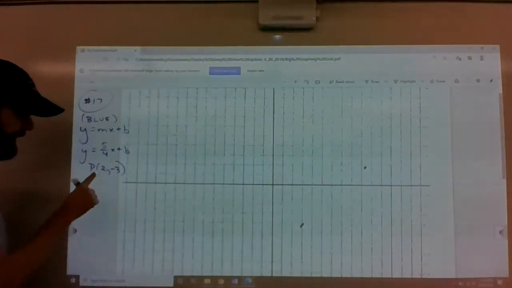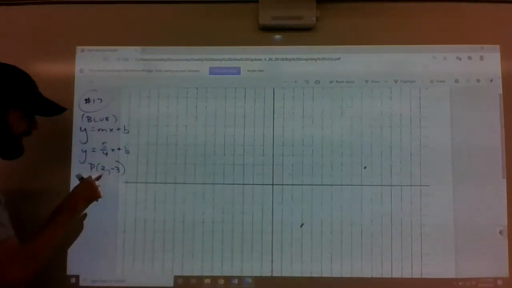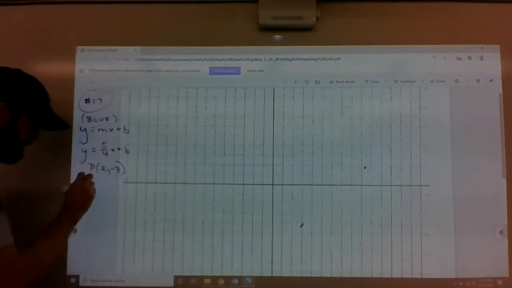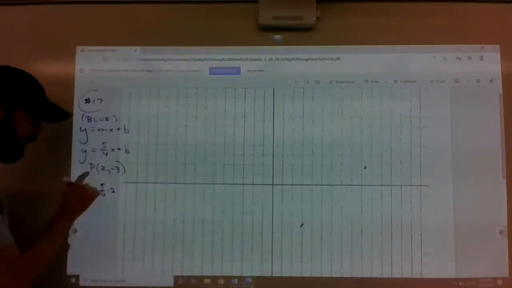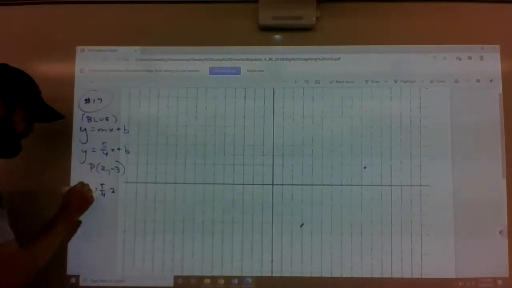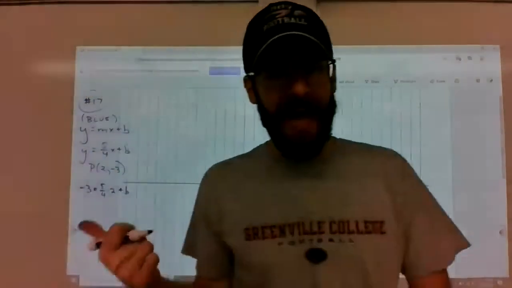So what I'm going to do is plug in the 2 for the x, because in order to pair is an (x, y). When x equals 2, y must equal -3. Okay, so I can use an algebra method.